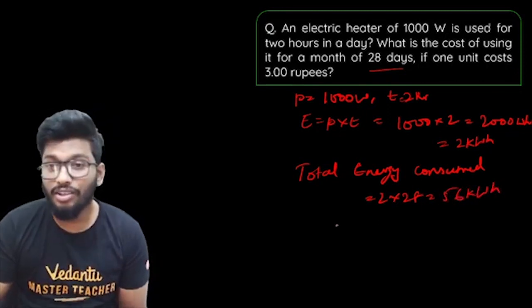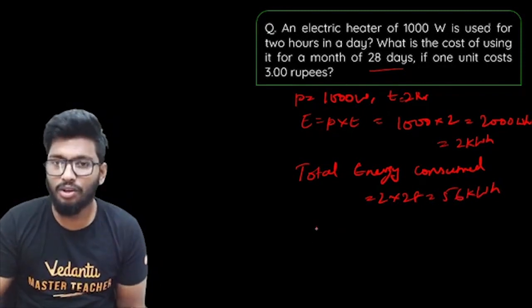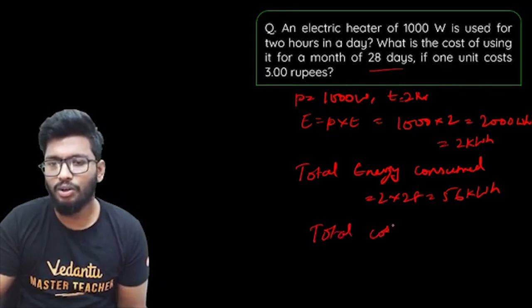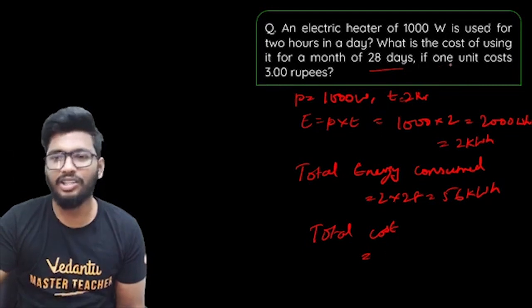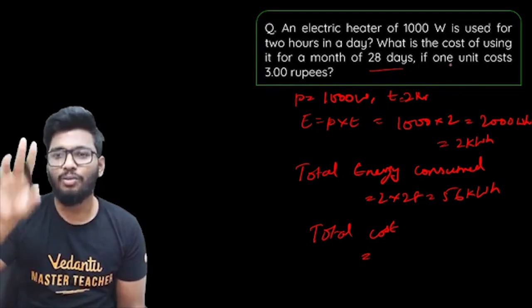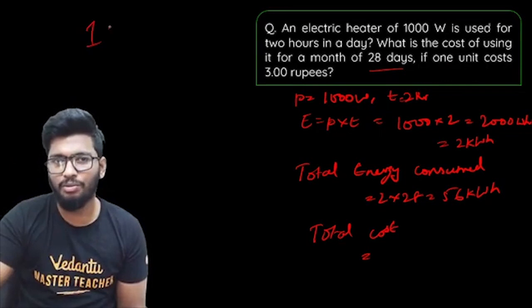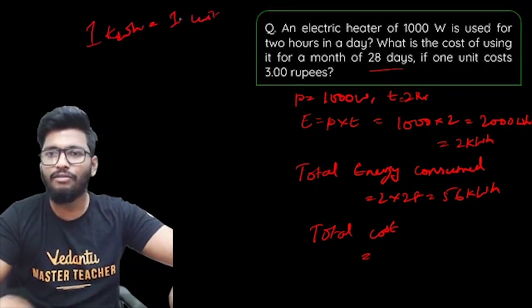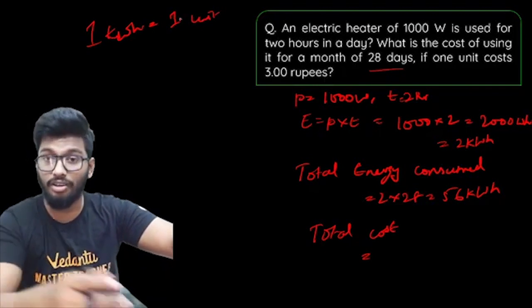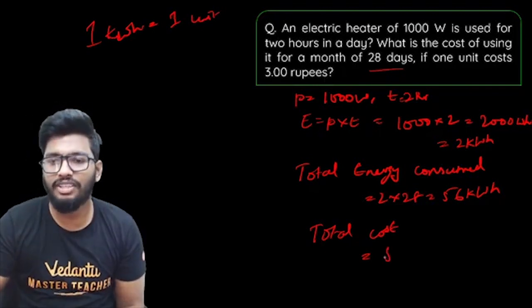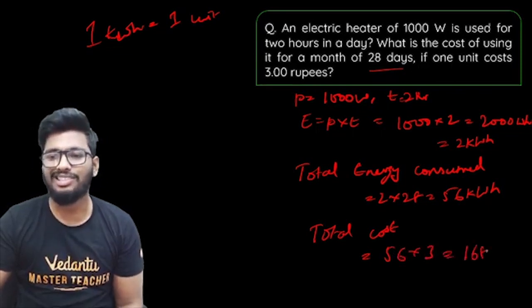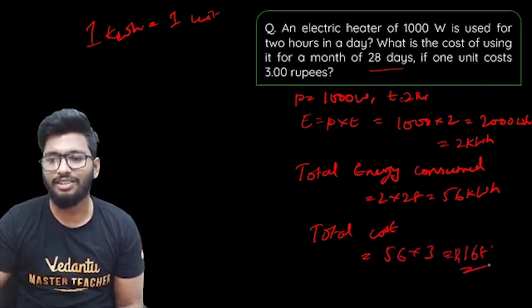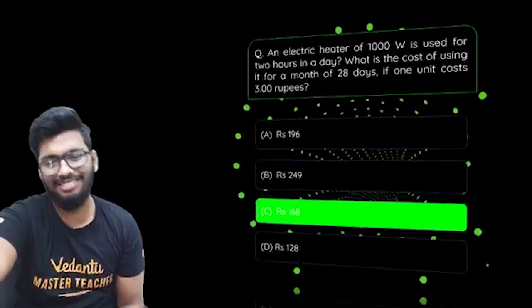Now, if you're supposed to find out the cost, what will the total cost be? 1 unit is nothing but 1 kilowatt hour, right? So remember that, guys, 1 kilowatt hour is nothing but 1 unit. So here, if you're asked to find out the cost, what will be 56 into 3, which if you multiply in units is 168 rupees. So the answer is 168 if I'm not wrong. Yeah, that's the answer, guys.